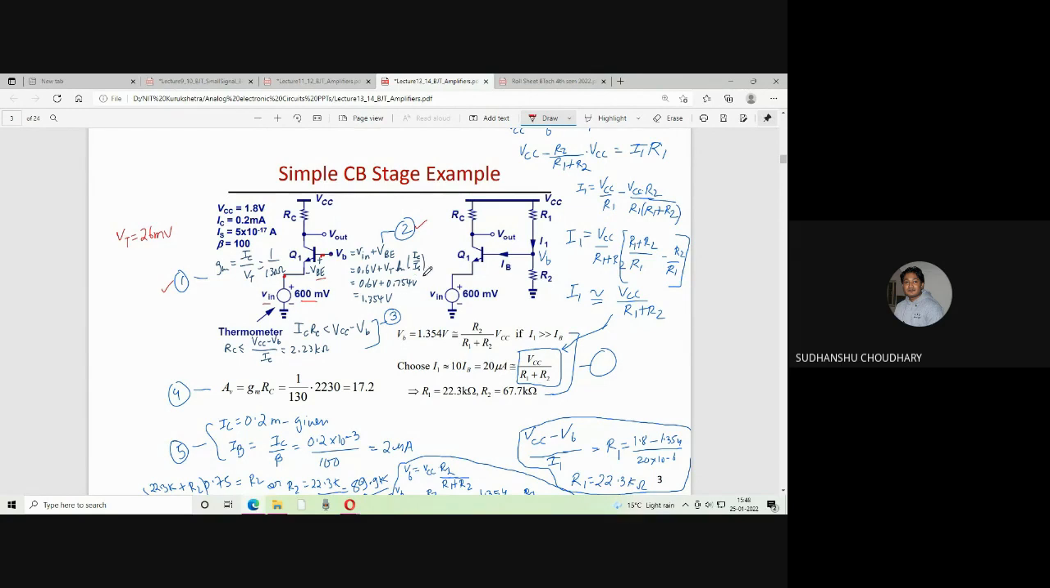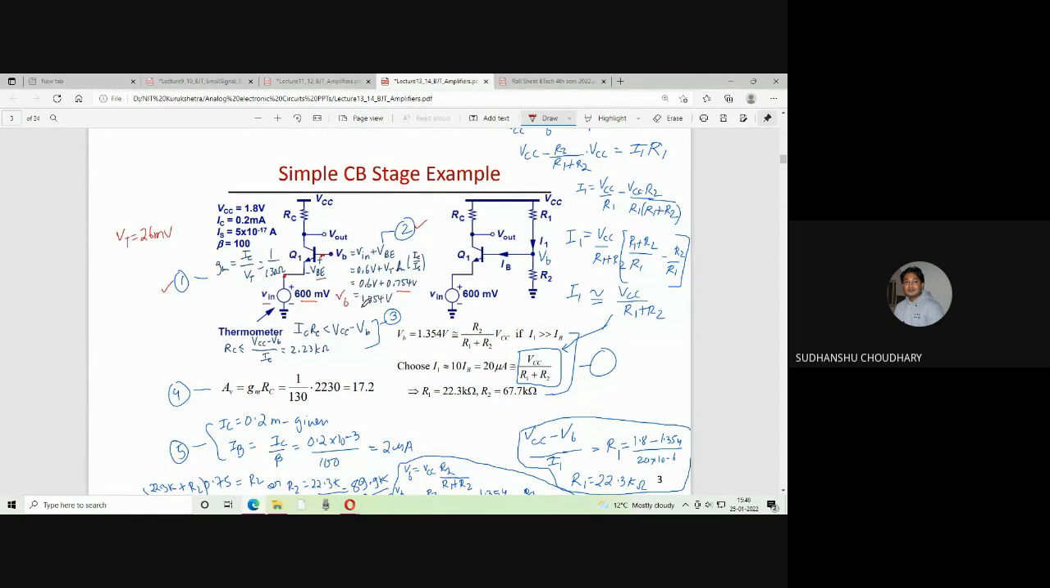And VBE I will find from the relation VT ln IC by IS. We had seen that the collector current can be written using the diode equation, where Vin is VBE. So VBE can be written as VT ln IC by IS. IC and IS are known to us from here, and VT is also known, so VBE can be found. VBE is found as 0.754 volts. Add to 0.6 volt, now the total VB becomes 1.354 volts.